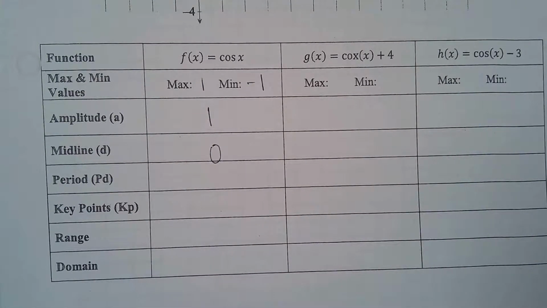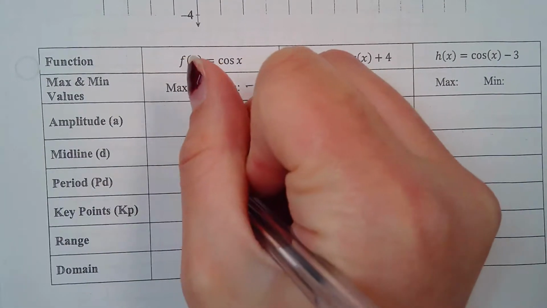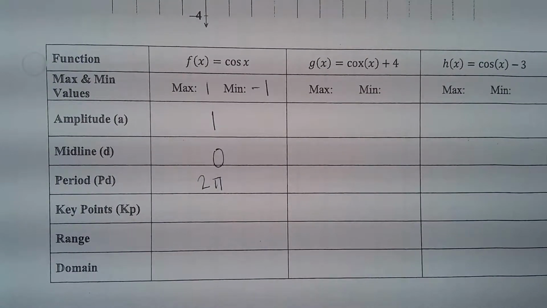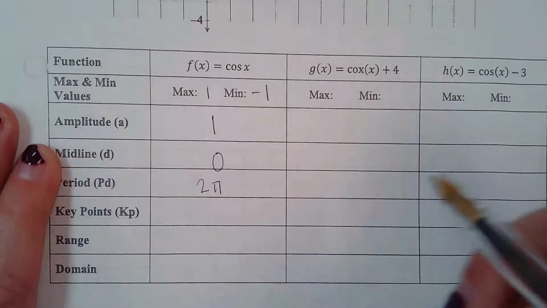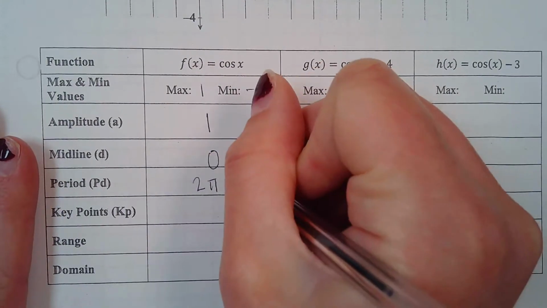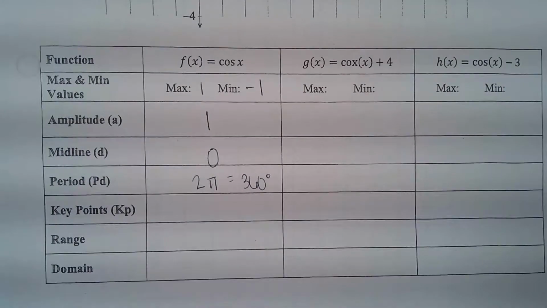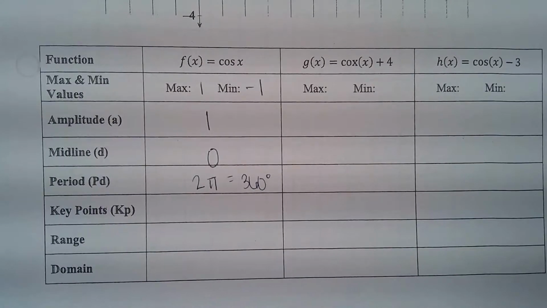The period, that's how long it takes to start repeating. Have we memorized that from yesterday? 2 pi? Yeah, you could put 360 because the graph is in degrees. I'm just used to saying 2 pi, sorry. I was writing 360.